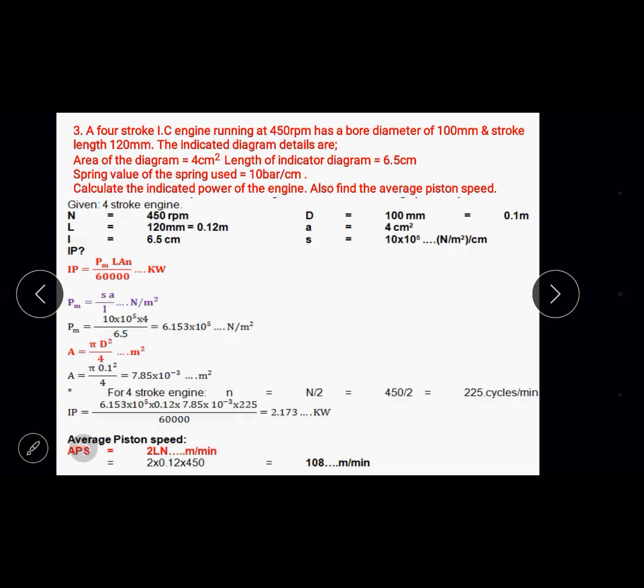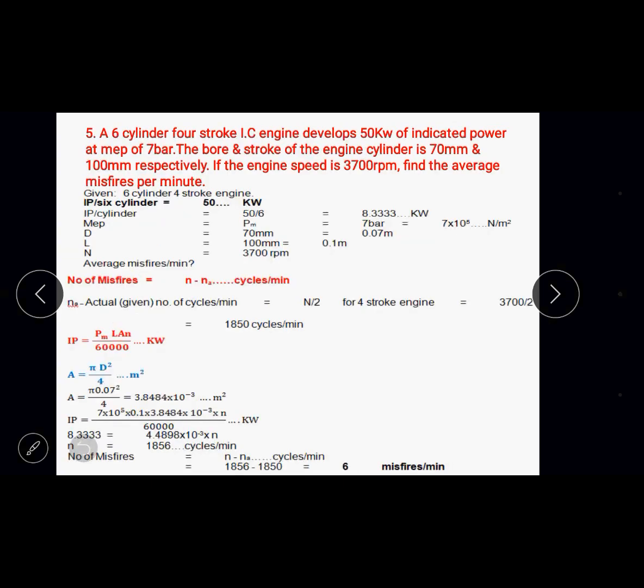So problem number 5. Read the problem number 5 statement. A 6-cylinder 4-stroke IC engine develops 50 kilowatt of indicated power at mean effective pressure, MEP stands for mean effective pressure, of 7 bar. The bore and stroke of the engine cylinder is 70 mm and 100 mm respectively. If the engine speed is 3700 rpm, find the average misfires per minute. So average misfiring we have to find out.